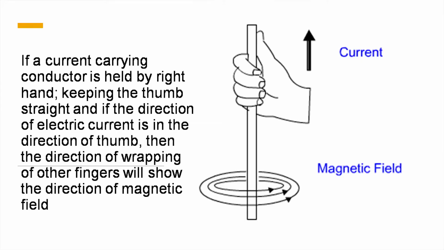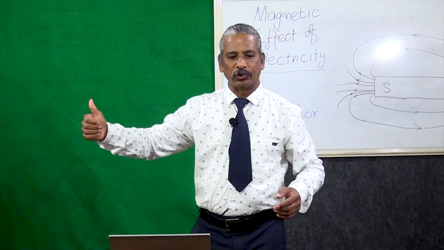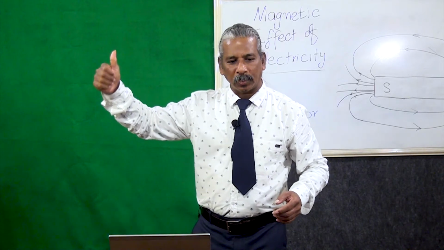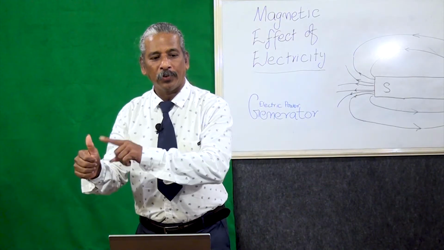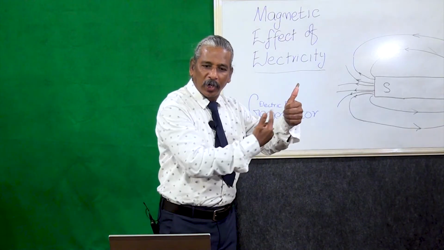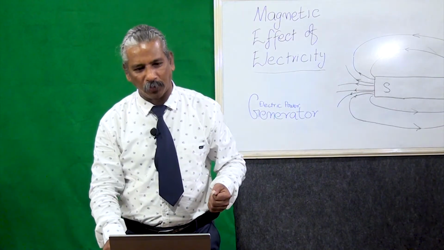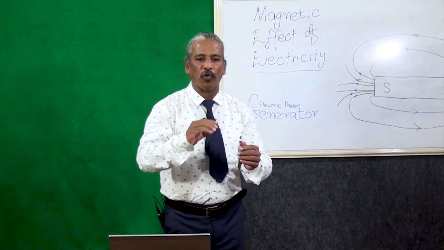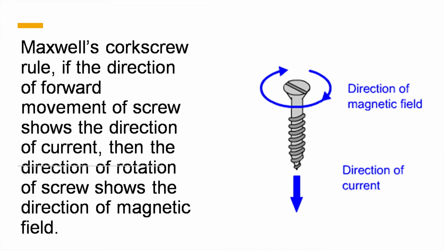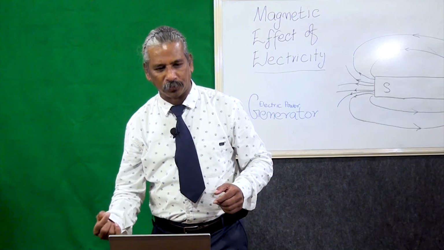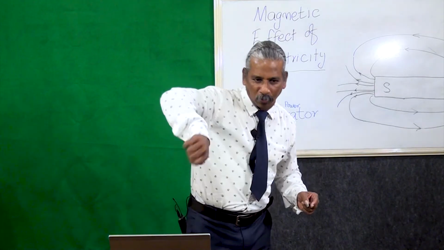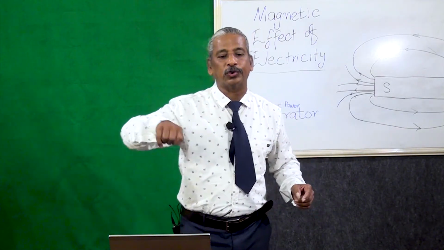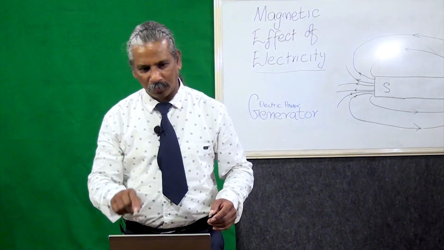If a current carrying conductor is held by right hand, keeping the thumb straight and in the direction of the current, then the direction of wrapping of the fingers shows the direction of the magnetic field. That's simple. Maxwell's corkscrew rule: if the direction of forward movement of a screw shows the direction of the current, that means the sharp end pointing towards the direction of the current, then the direction of rotation of the screw shows the direction of magnetic field. That's simple.